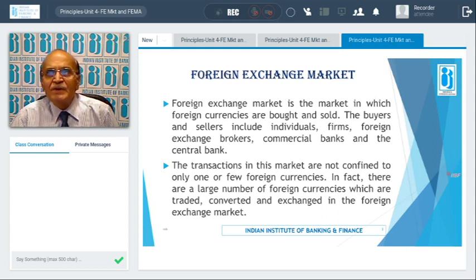The participants in the market are individuals, firms, foreign exchange brokers, commercial banks, and the central bank, of course. The market in which the currencies are bought and sold. The transactions in this market are not confined only to one or a few foreign currencies. In fact, there are a large number of foreign currencies which are traded, converted, and exchanged in this market.